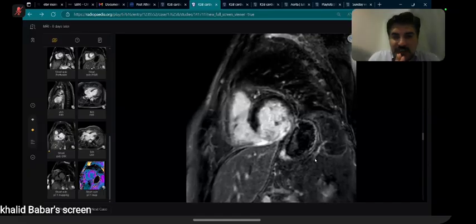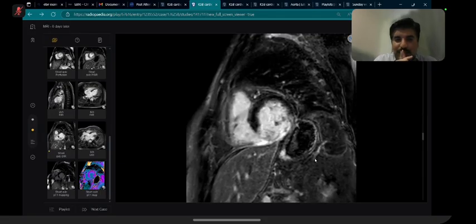Good. Just I will correct you once. So you had seen there was edema. On the edema sequence, there was active edema. So if there is active edematous change, it means it is an acute myocardial infarction. You don't have to look at the microvascular obstruction before that. If there is acute edema, it means there is acute myocardial infarction.